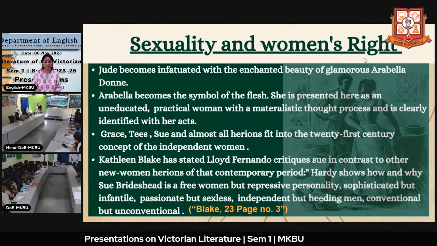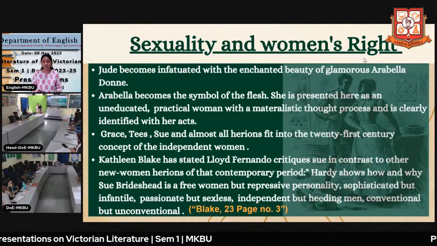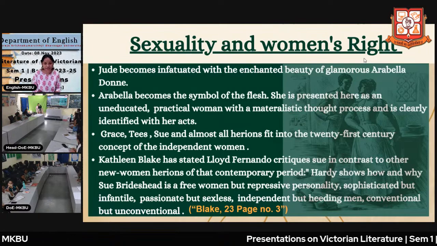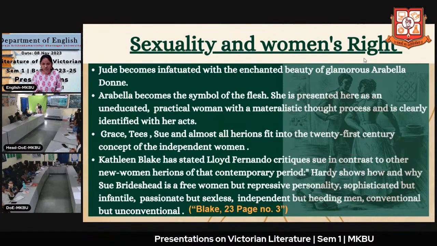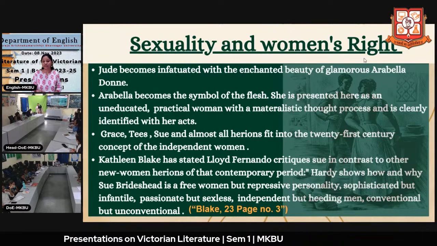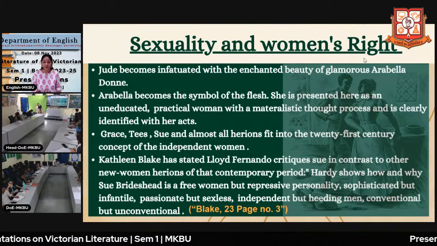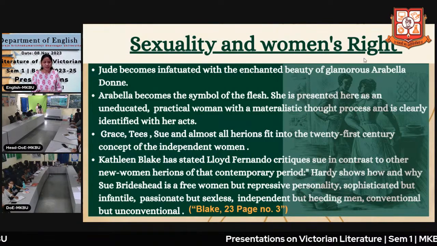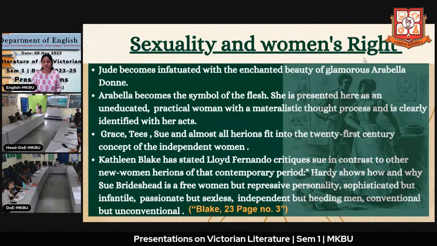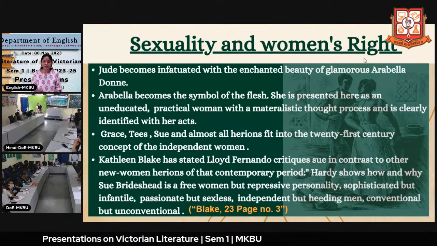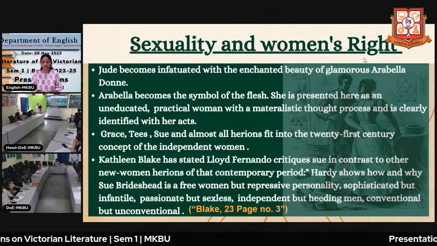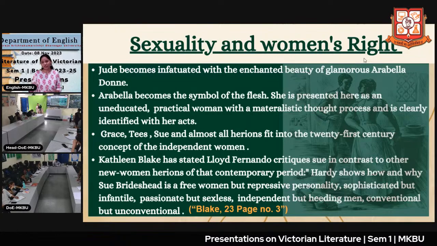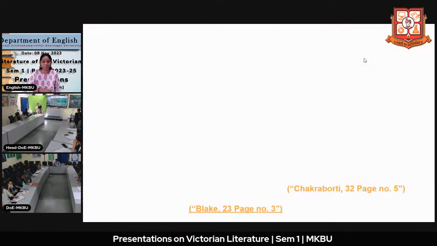Grace, Tess, Sue, and almost all the heroines fit into the 21st century concept of the independent woman. Kathleen Blake has stated that Hardy critiques Sue in contrast to other new woman heroines of that contemporary period. Hardy shows how and why Sue Bridehead is a free woman but a repressive personality, sophisticated but infantile, passionate but sexless, independent but clinging, conventional but unconventional. Yes, we can see this in her.